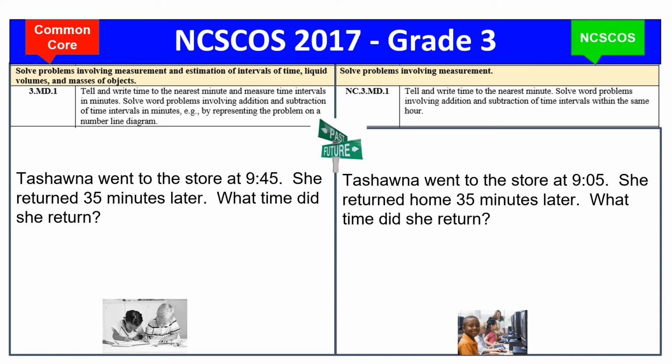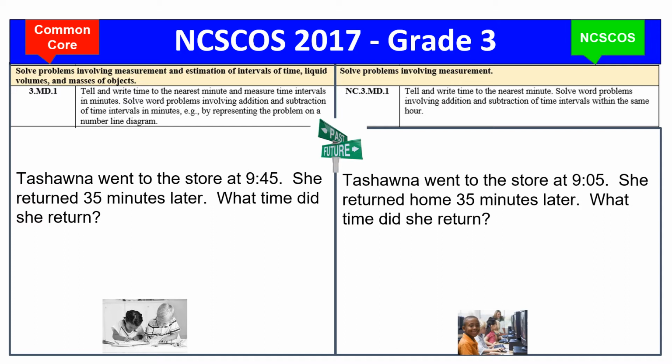NC 3MD1 adds clarity to the expectation for elapsed time. Previously, many teachers were not sure regarding the amount of elapsed time that students should be able to calculate. While the actual North Carolina expectation remains the same, the standard makes it clear that students only find elapsed time within 1 hour. For example, this problem would not be appropriate for students.